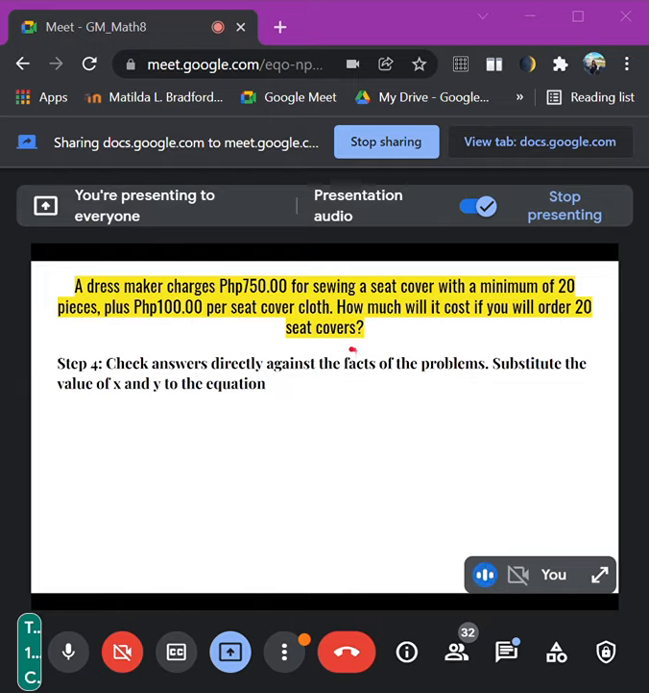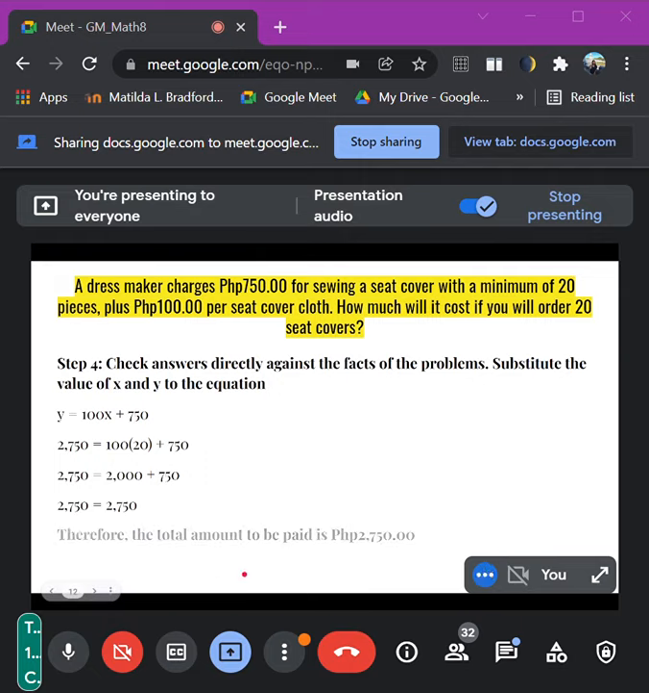We check our answer directly against the facts of the problem and then substitute the values of x and y in the equation. Our equation is y is equals to 100x plus 750. So y is 2,750 is equals to 100 times 20 plus 750, that is 2,000 plus 750. So, they are equal. Meaning to say, the total amount to be paid is 2,750. Questions for example number 2.